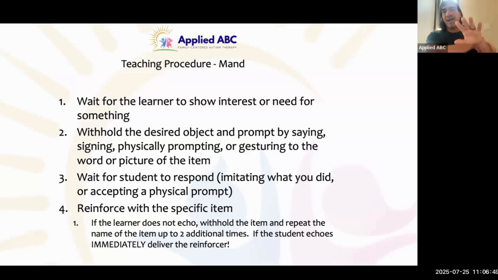There's no way to get it wrong. You've guided them all the way there and they've done it. Then you reinforce it, and reinforce the specific item. If the learner does not echo and we have a reasonable expectation for them to be able to say it, then withhold the item and repeat the name of the item up to 2 additional times. When the student echoes, immediately deliver the reinforcer. Once they say it, they get it.